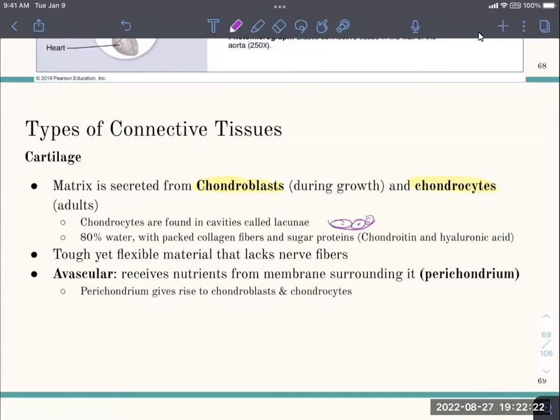They're also avascular, which means they have no blood supply. They get their nutrients from what's around them. That perichondrium supplies their nutrients. That's also what the perichondrium is, where chondroblasts and chondrocytes come from.